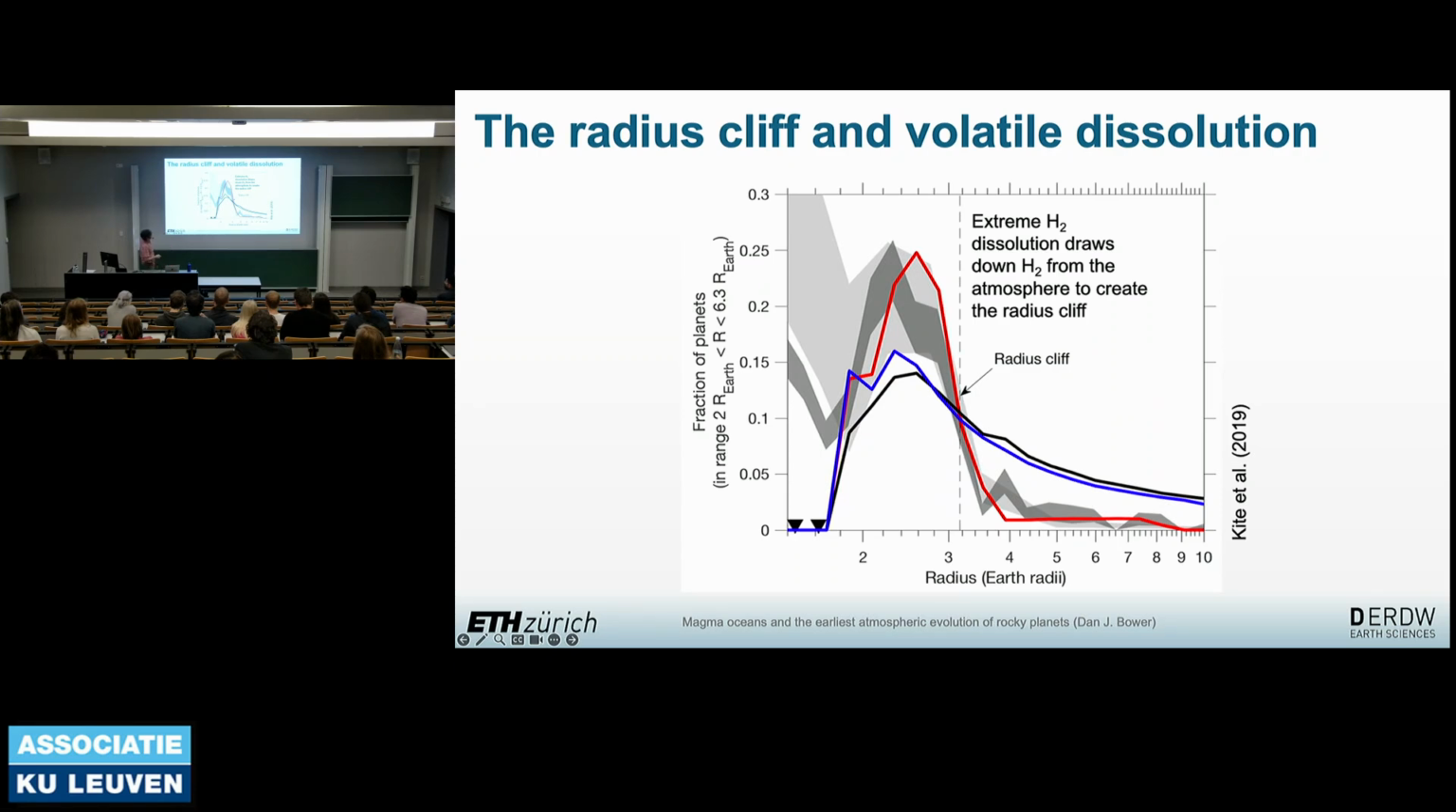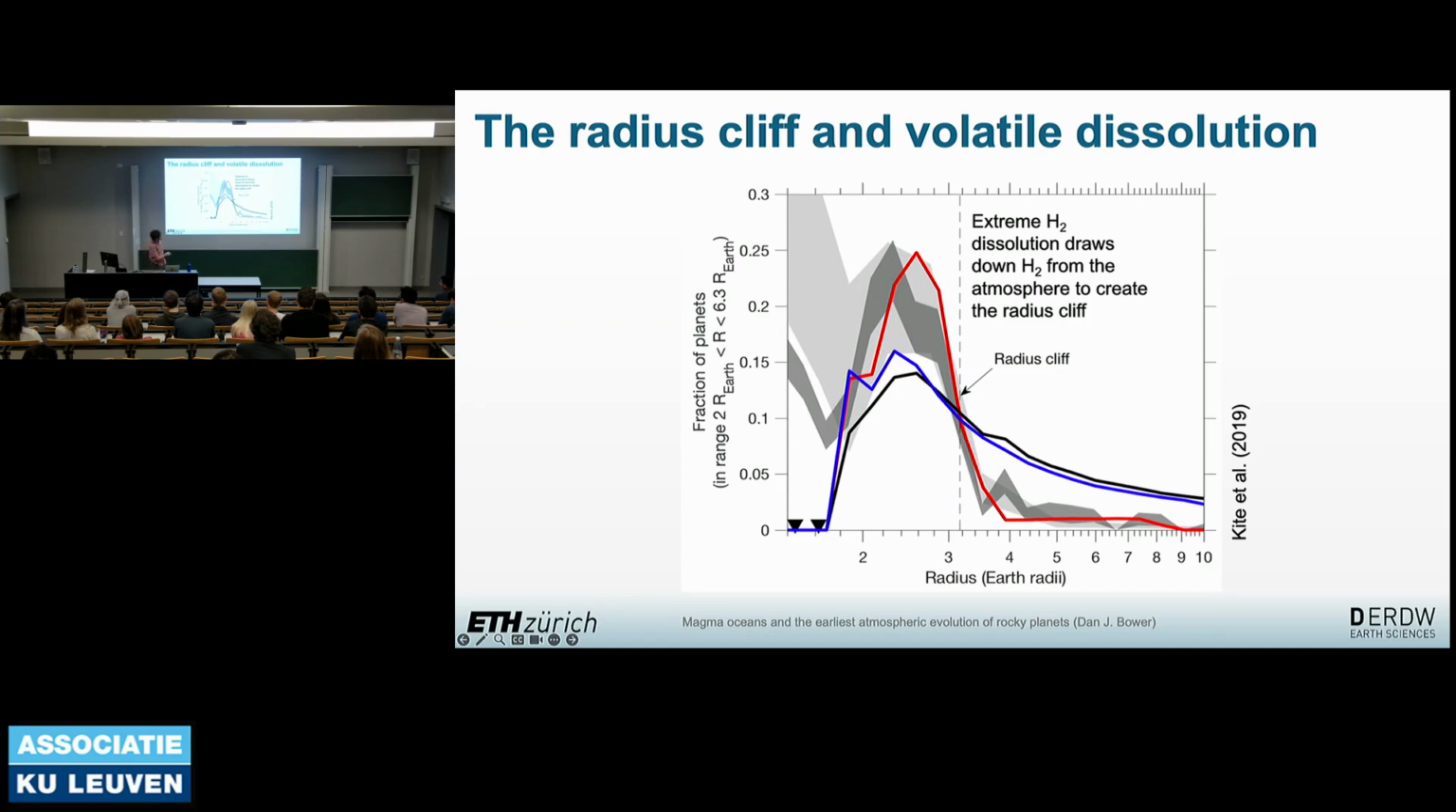Okay, a final motivating slide is if we go back to this radius cliff feature. So remember, this is the drop-off in the abundance of planets for Earth radii greater than 2.5 or so. This feature also has not yet been thoroughly explained. But one model that fits the data is the idea that once you push to larger and larger planet size, what happens is you have a strong feedback between the planetary mass and how much of the atmosphere you can pull into the interior, okay? And this, again, is a dissolution effect.